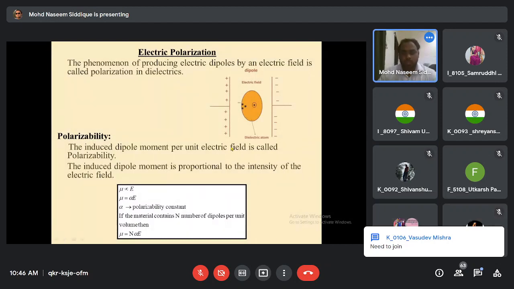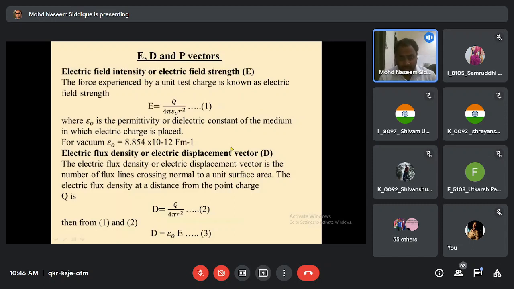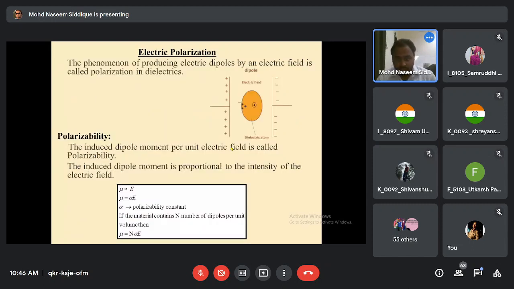Okay. So these are the main parameters: the E, D, and P vectors. Any doubt? Does anyone have any doubt? Now come to the polarizability.